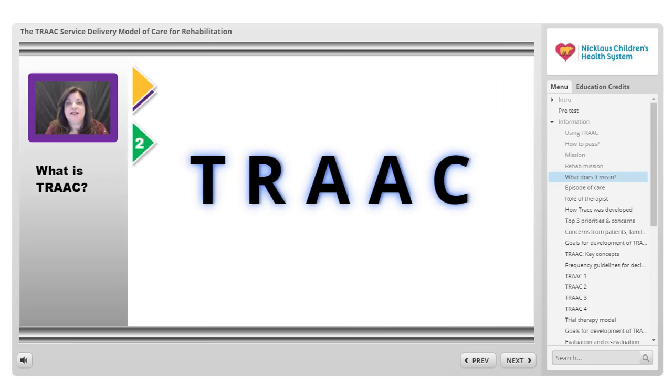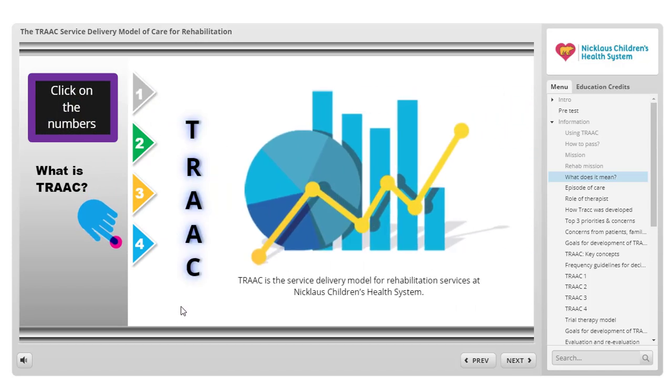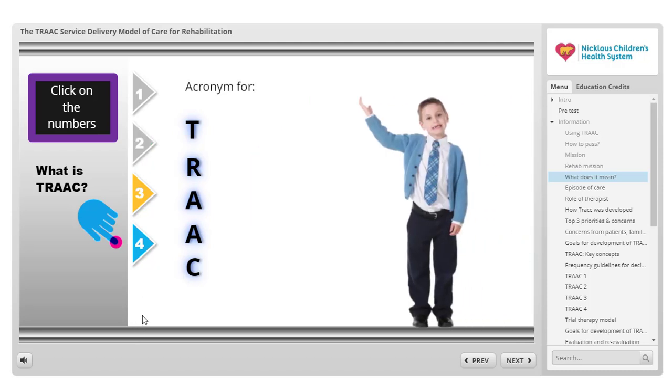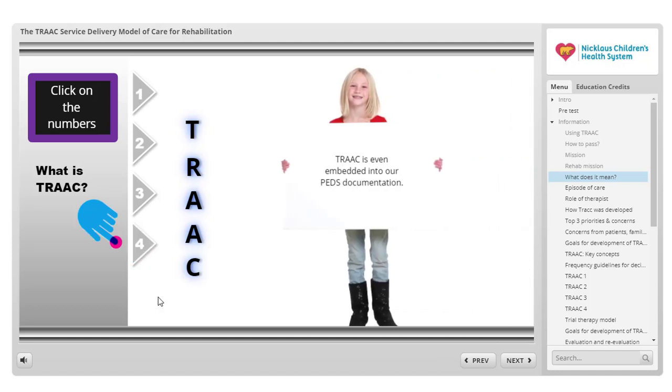Let's start by discussing what TRACC is. TRACC is the service delivery model for rehabilitation services at Nicholas Children's Health System. TRACC is an acronym for Tracking Rehabilitative Advancement Through Accountable Care. We developed, introduced, and launched the TRACC service delivery model in 2012, and we have been using it since. TRACC is even embedded into our PEDS documentation.